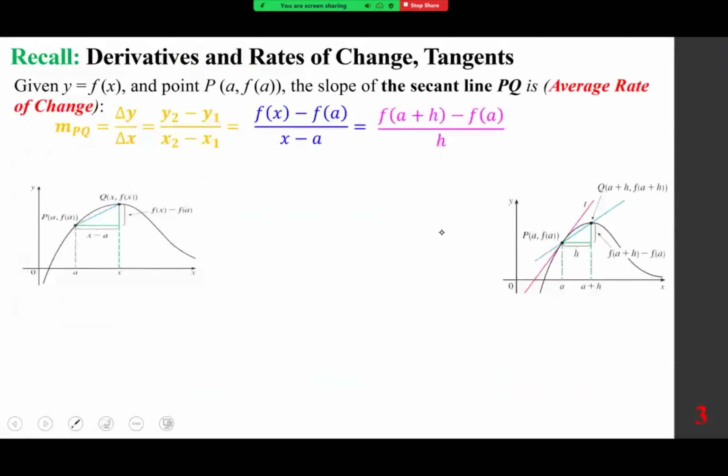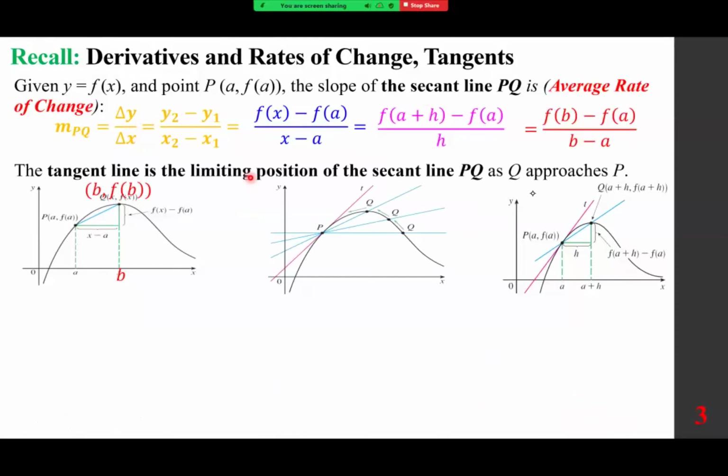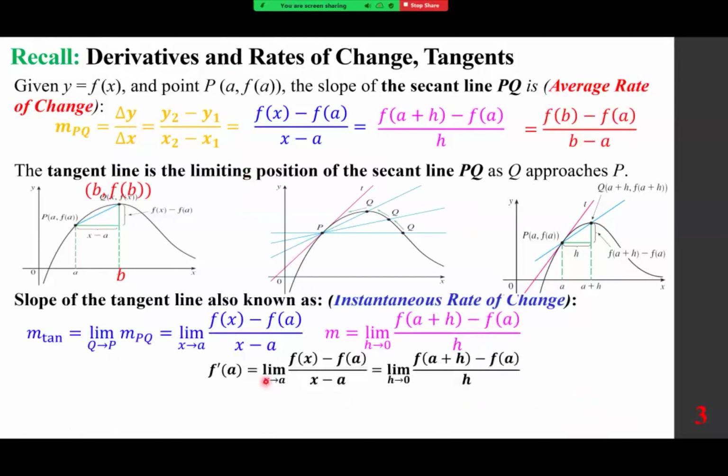So reminding everybody of the good old rise over run, delta y over delta x. And these are various ways of writing them. There's nothing brand new. As Q gets closer and closer to P, the secant line gives rise to the tangent line, and therefore the tangent line is the limiting position of a secant line. And when we find the limit, this limit represents the slope of a tangent line.